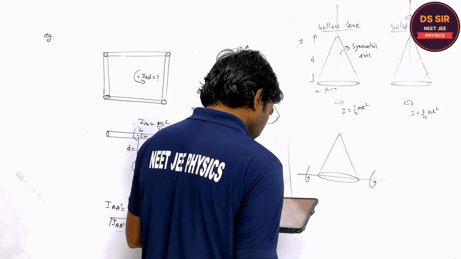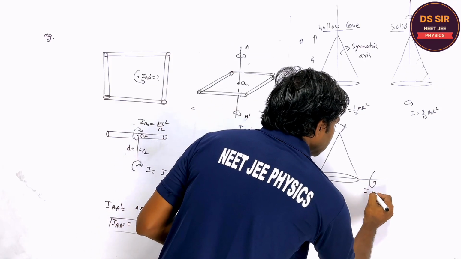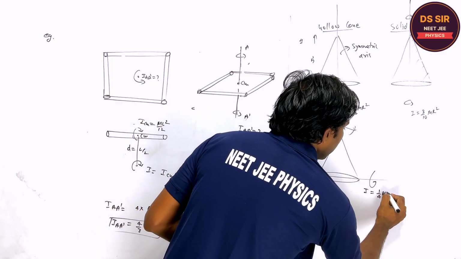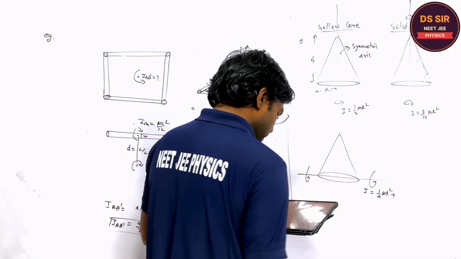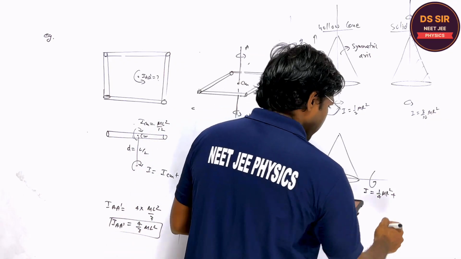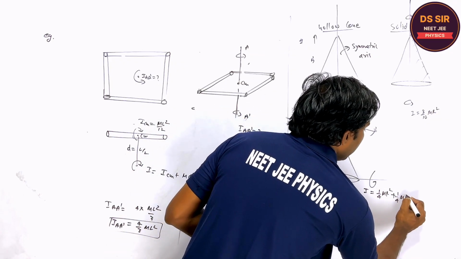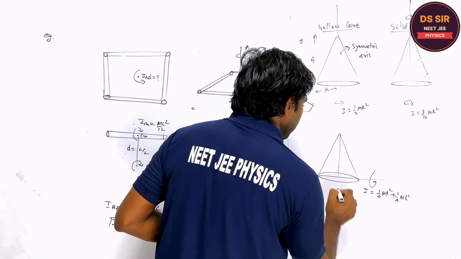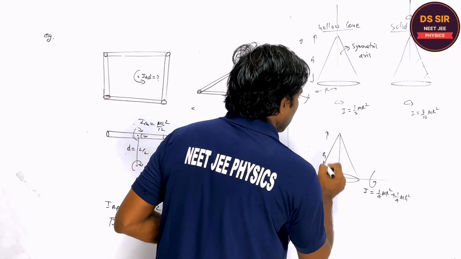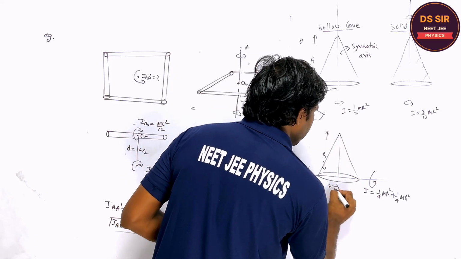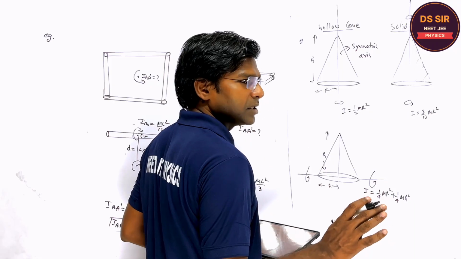So you have to remember this thing is equal to 1 by 4 mr square plus 1 upon 4 mh square. 1 by 4 mh square is the moment of inertia. This is the height h of the hollow cone and this is the radius r. Do you understand this thing?